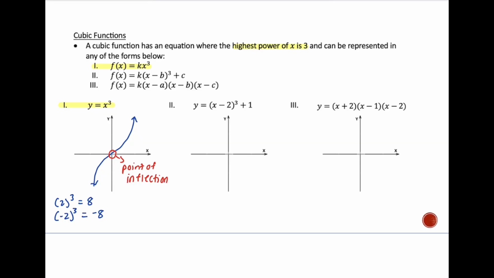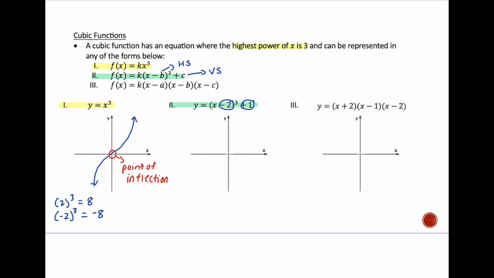If I look at the next example of how I'm going to graph a cubic, it's with this one here. I've got a bracket, and I also have a constant at the end. This bracket is telling me that we have a horizontal shift, and this constant is telling me I have a vertical shift. A horizontal shift means I'm moving left or right, vertical is up or down. With a horizontal shift, I'm going in the opposite direction. So I'm actually moving 2 units to the right, and I'm vertically shifting up by 1 unit.